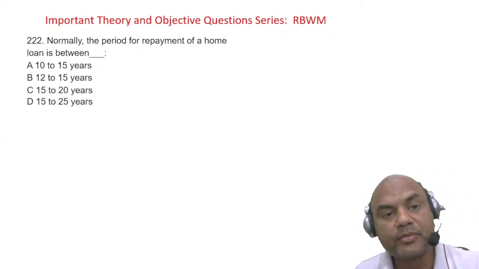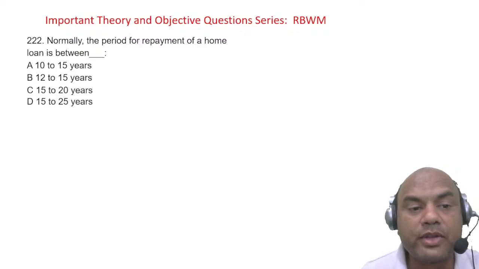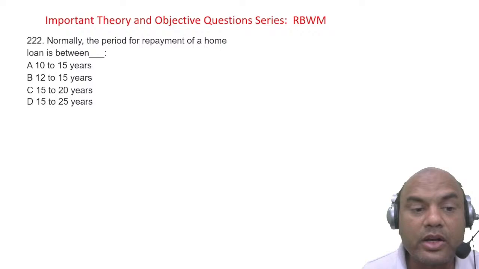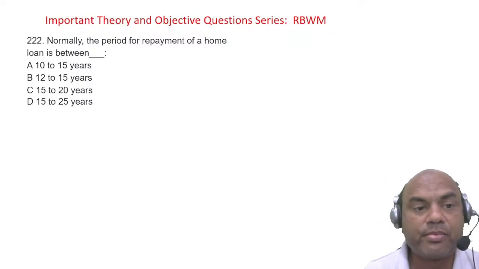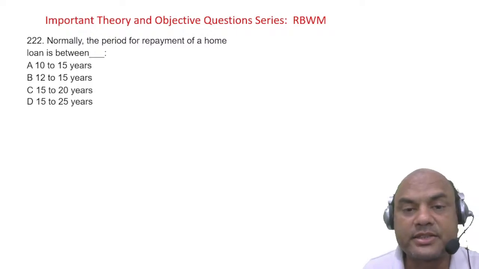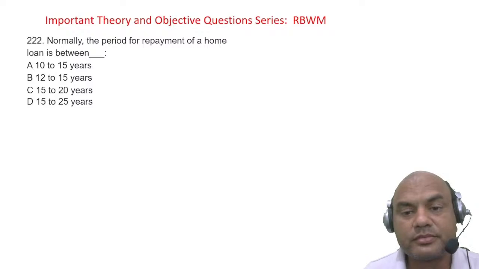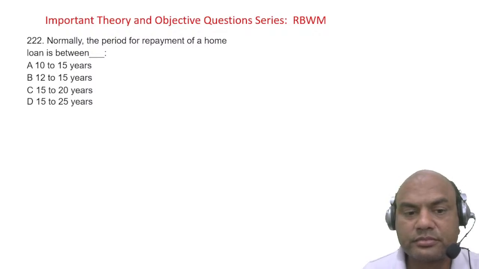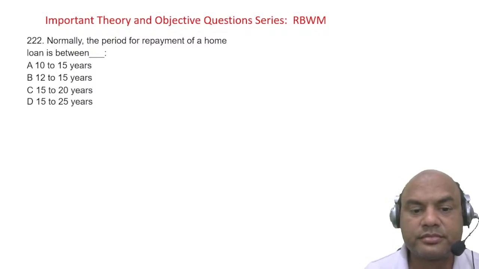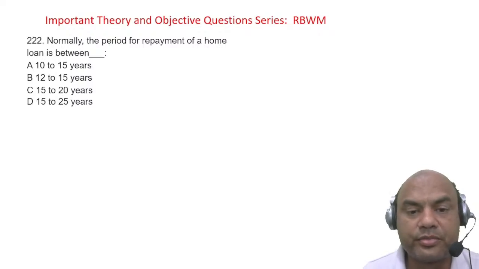Okay. Normally the repayment period of a home loan is between 10 to 15 years, 12 to 15 years, 15 to 20 years, 15 to 25 years. What is the answer? Generally, for how much period do we give the loan?